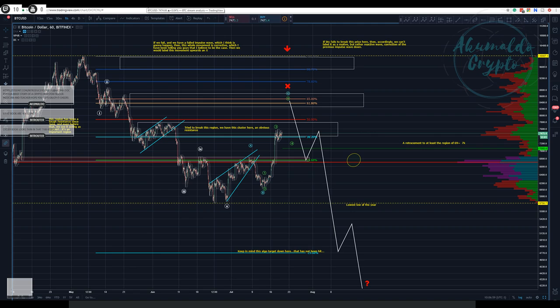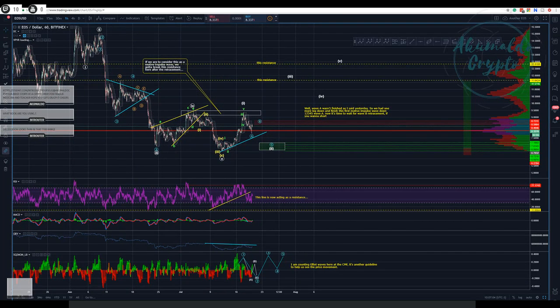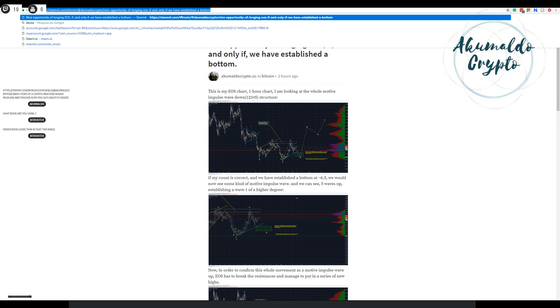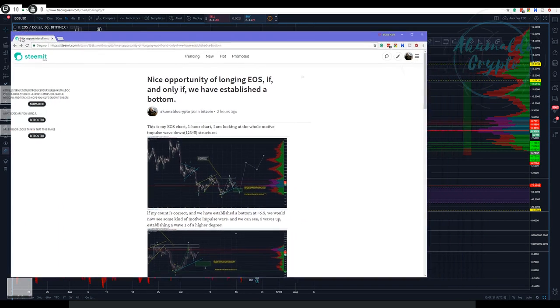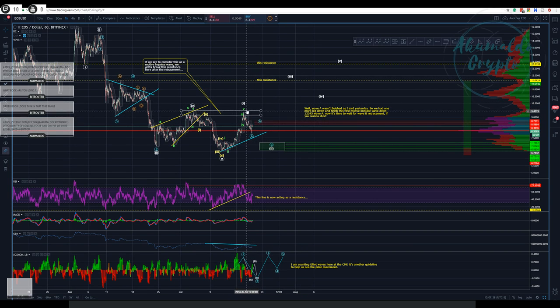Oh yeah, someone asked me about EOS. Here we have EOS. I encourage you guys to take a look at my steemit, because there I have a nice opportunity for EOS. I have this trade here. I explain how I am gonna play with EOS, how it would be smart to play with EOS. This is my strategy for EOS. This is my bullish count, 1, 2, 3, 4, 5. We have those resistances, this resistance to break, this resistance to break.